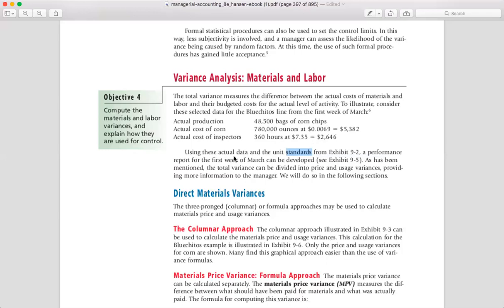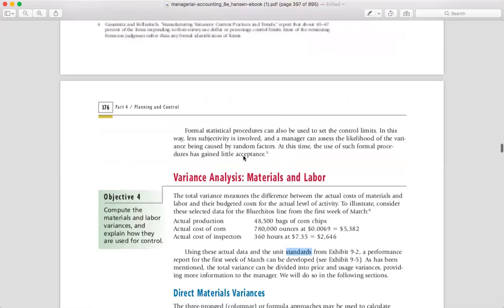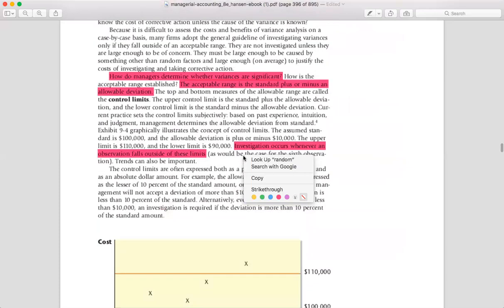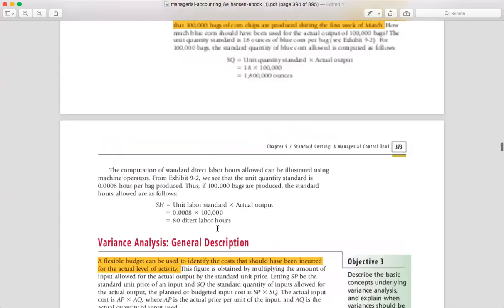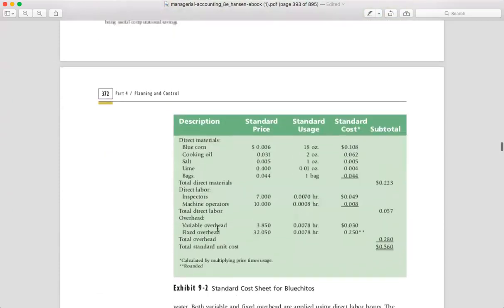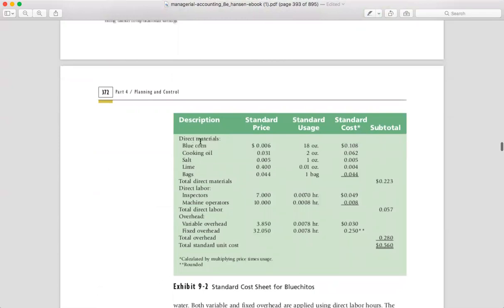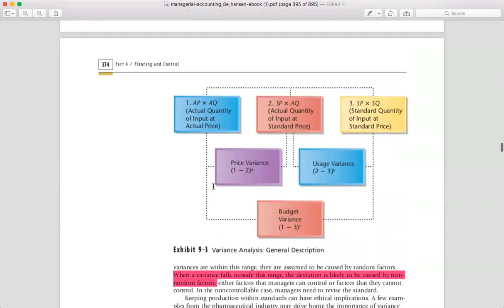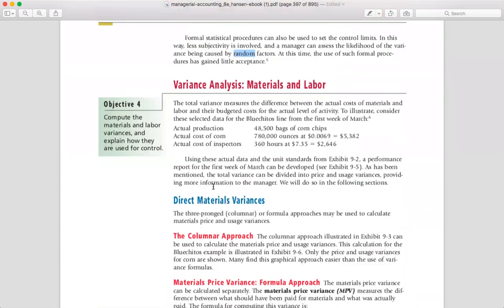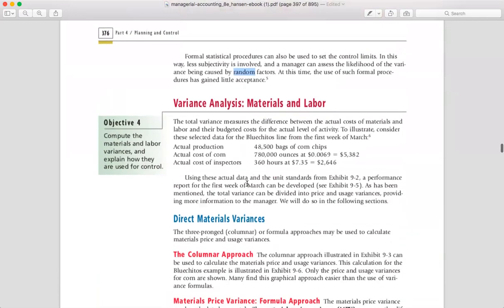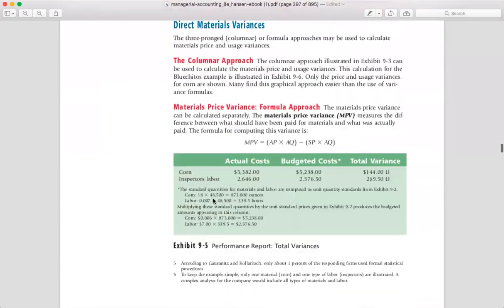So using this actual data and also the unit standard that we got from the exhibit 9.2 before, which is how much direct material, direct labor, and also the overhead. Okay, so the performance report in 9.5 follows.